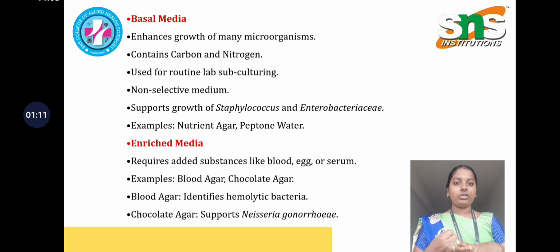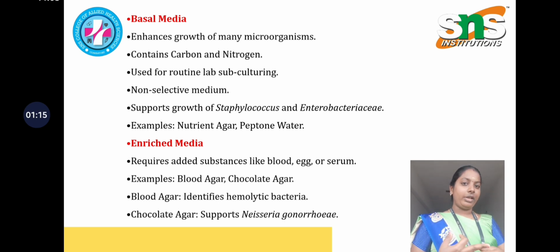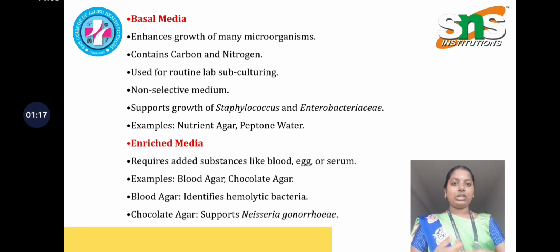contains carbon and nitrogen, and it is used in the laboratory for subculturing the microorganism, and it is non-selective media. It is for all microorganisms, not a selective purpose, and it supports the growth of mainly Staphylococcus aureus and Enterobacteriaceae species, and examples are nutrient agar, peptone water.